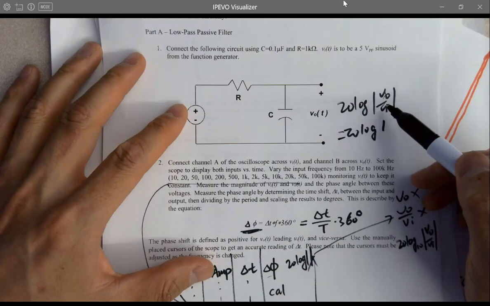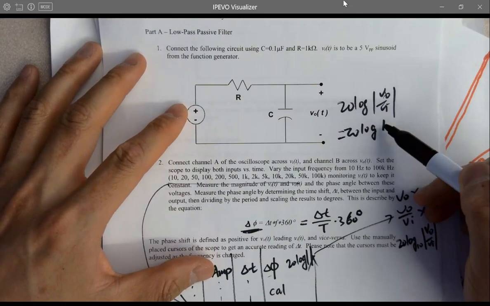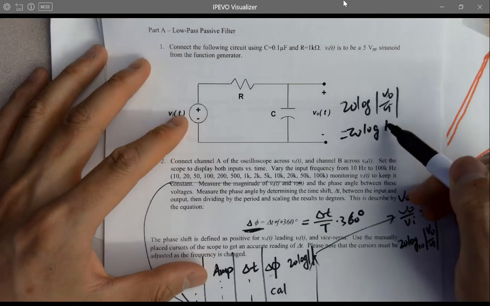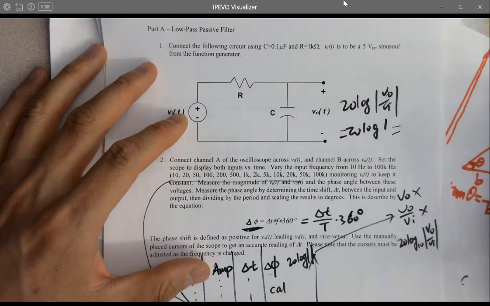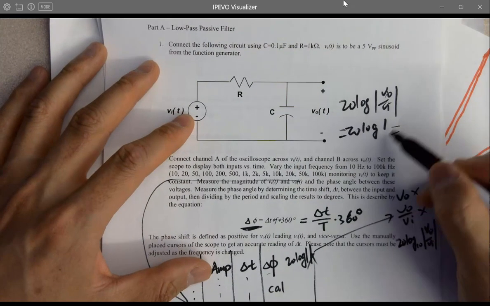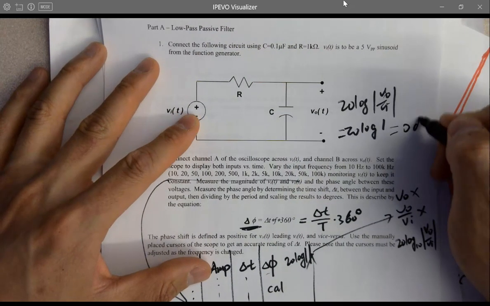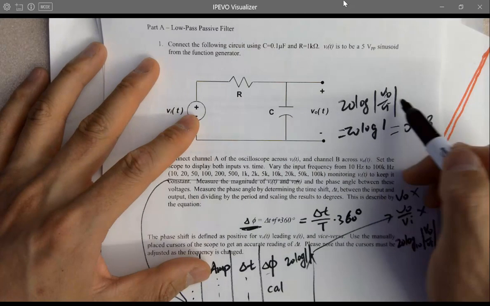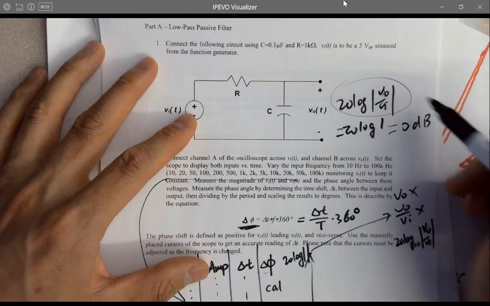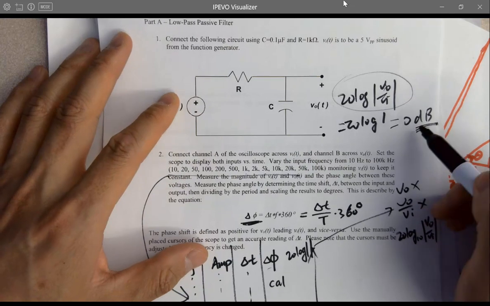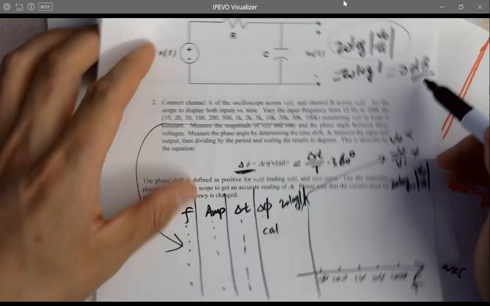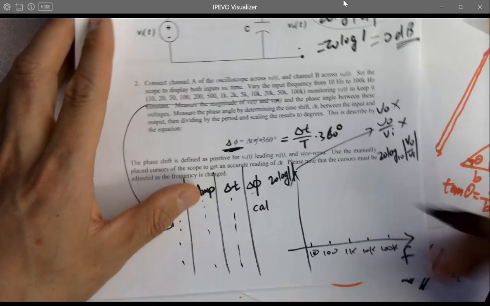And so if there's no attenuation at all, for example, this equals 1, right? So what is the result? 0. And the unit is dB. The unit of 20 log, whatever result you're getting, is dB, right? So if you have no attenuation, it's 0 dB for the plot.